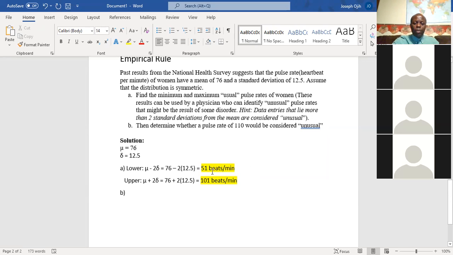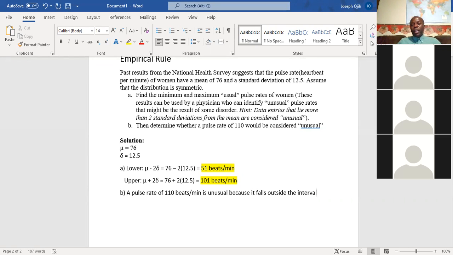So this is the usual, the normal beats, 51 to 101. And it says a pulse rate of 110 beats per minute. You can see that it doesn't fall within this interval. It falls outside. It's bigger than the interval. So it is unusual because it falls outside the interval.